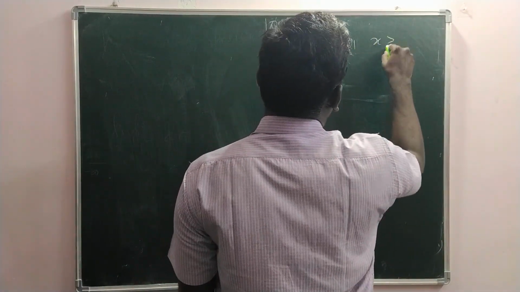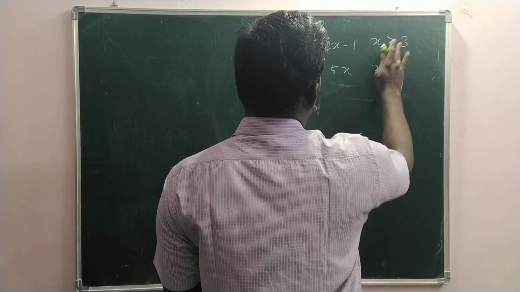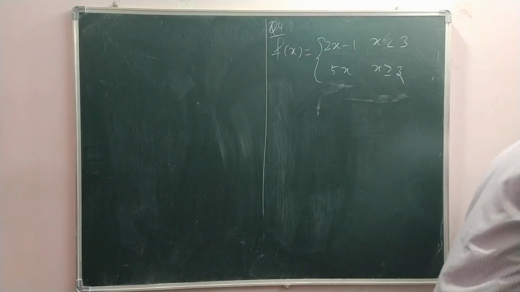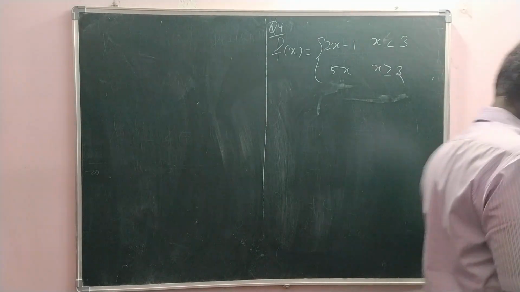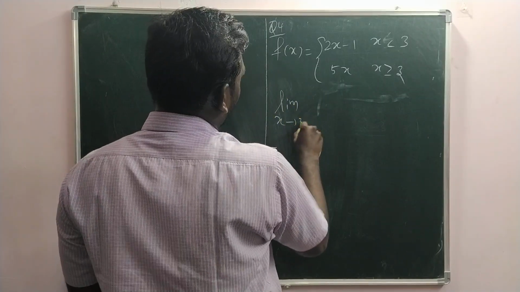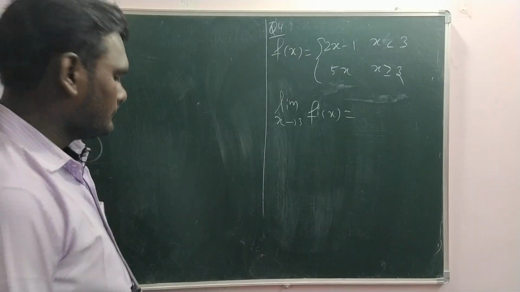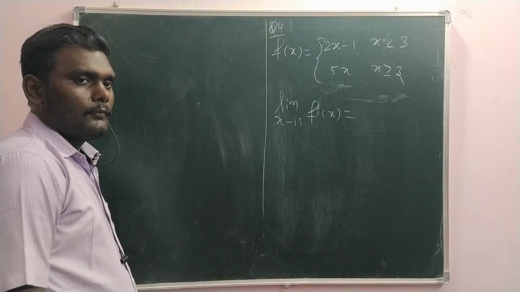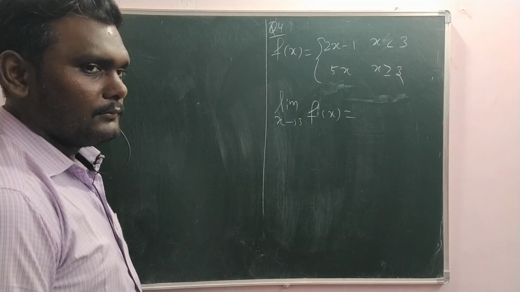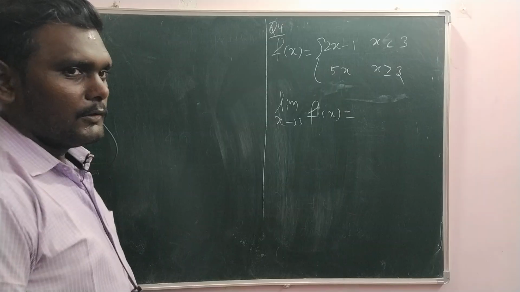2x minus 1 if x is greater or equal to 3. And it is 5x when x is less than 3. Greater or equal to 3, right? Yes. Then we should find limit x tends to 3 of f of x. How to find? Fourth question, man. I wrote the question. See, next one, question number 4. It's not the fourth subdivision.